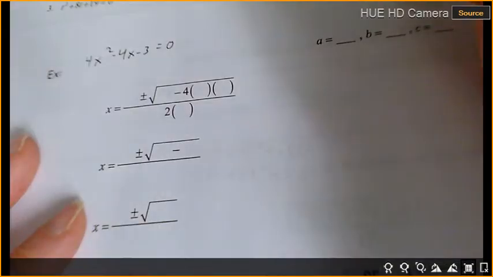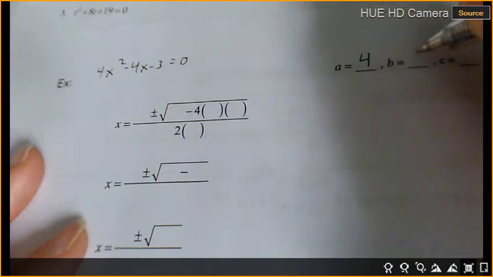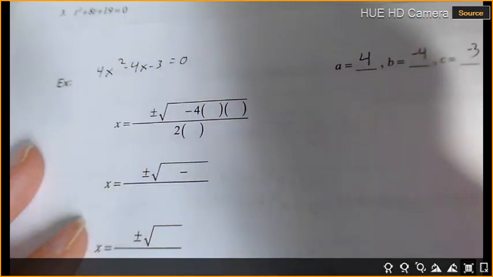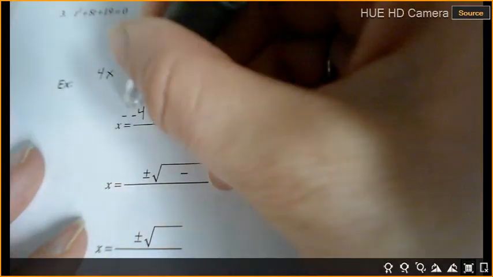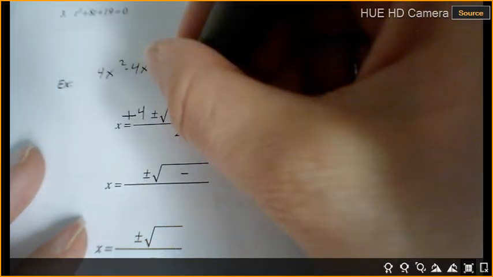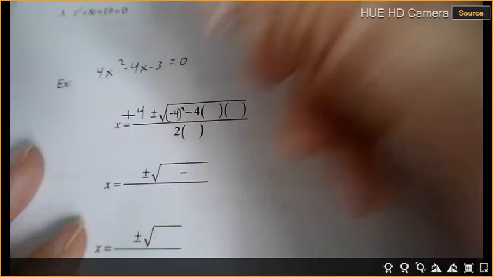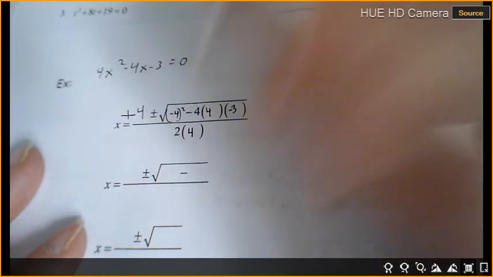A is what? B is? C is? So remember, this is a negative in front, so we should end up with just positive 4. We could write negative, negative makes it a positive. We're doing negative 4 squared minus 4 times negative 3 all over 2 times 4.